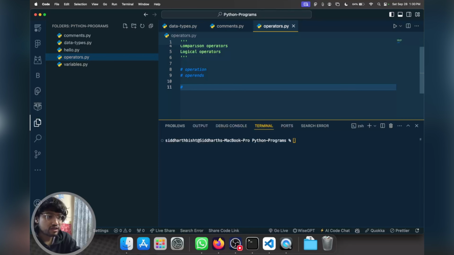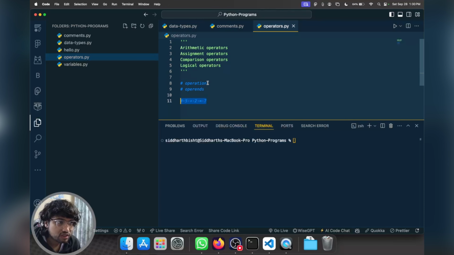Let's say in mathematics, we have something called 5 plus 2. That's a good example. The answer is 7. So this plus is an operator. These 5 and 2 are operands, and this whole thing, whatever is happening, is an operation. So what are operators? This plus sign is an operator. Similarly, we have operators in Python. Let's talk about the first one here.